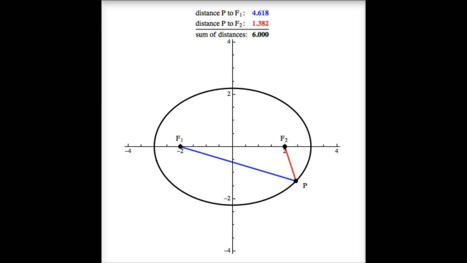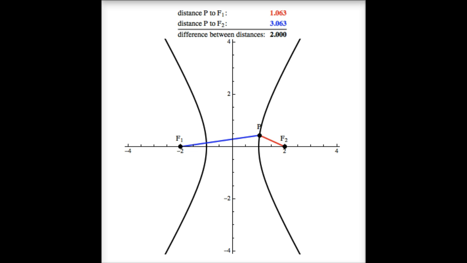Let's look at a hyperbola. A hyperbola is the locus of points P, and here's P, such that the absolute value of the difference between the distances from P to F1 here and from P to F2 here is a constant. Notice up here we have the distances measured and we take the difference. And remember that we just look at the absolute value of the difference. Let's go ahead and animate this one and see what it looks like.